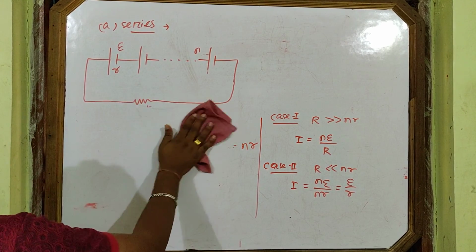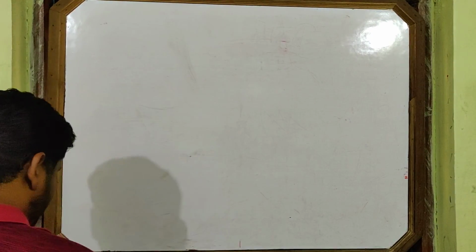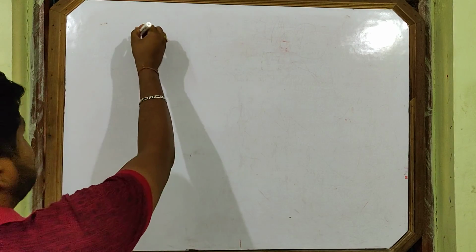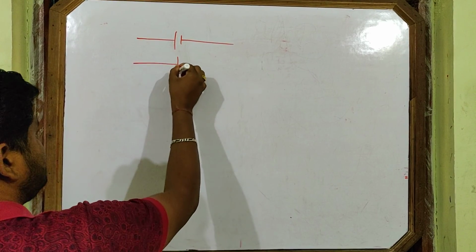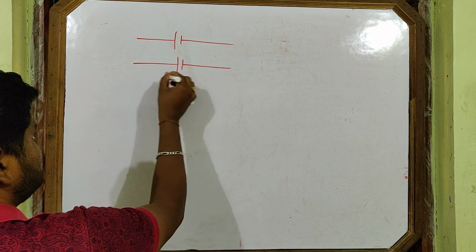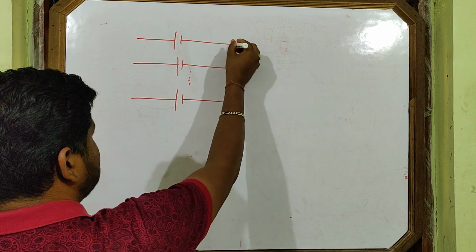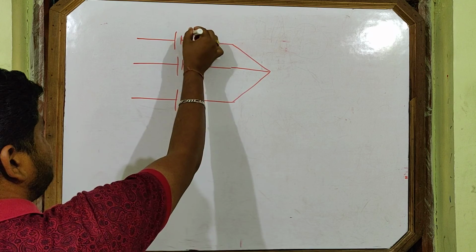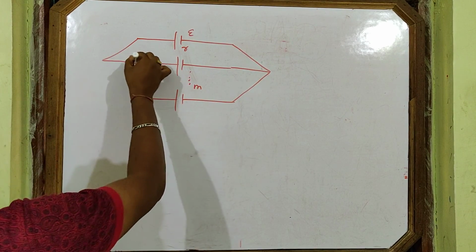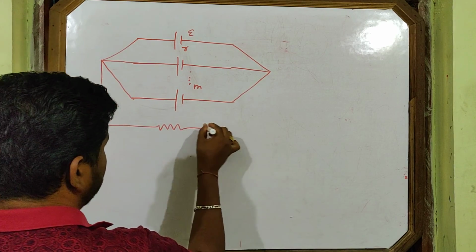Now let's come to parallel combination of identical cells. This is one cell, now see, parallel combination I am doing. How many cells will we connect like this? Let's connect m number of cells, each with EMF E and internal resistance r. Let's connect them with an external resistor R.